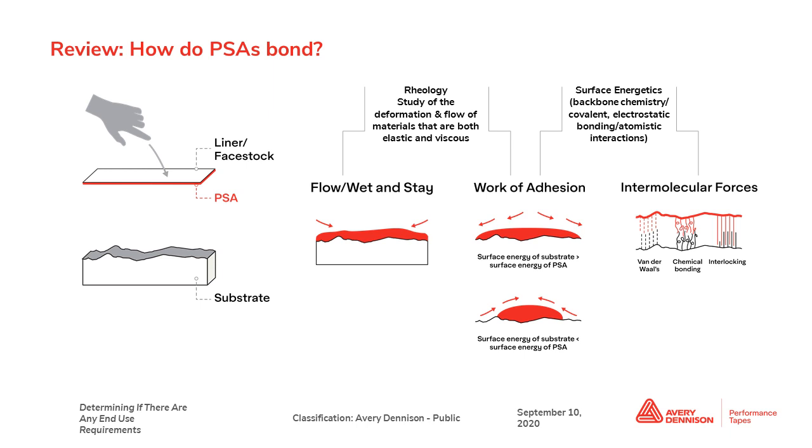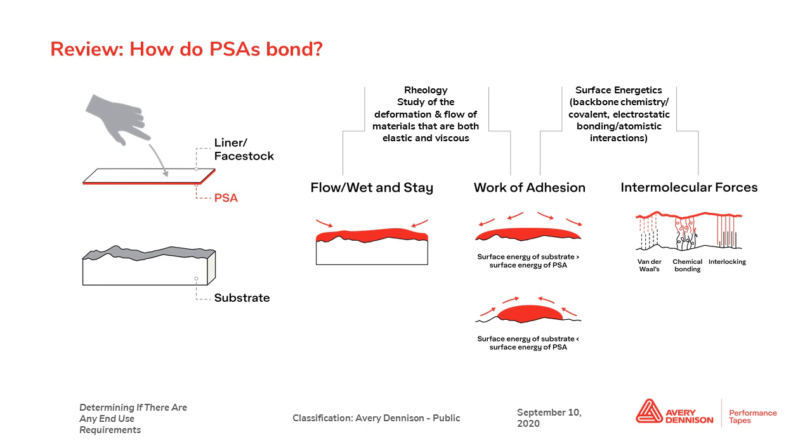All right, so a quick review on how PSAs bond, and this is more concerning step 1 and 2, but let's review it because it's important to understand how that works for how PSAs actually stay bonded. So there's two primary factors for why PSAs bond. The first is rheology. This is the study of the flow of materials that are elastic and viscous. Okay, so viscoelastic materials. These are solid and liquid-like materials that have properties balanced in between those.